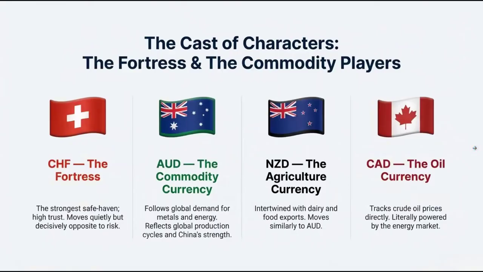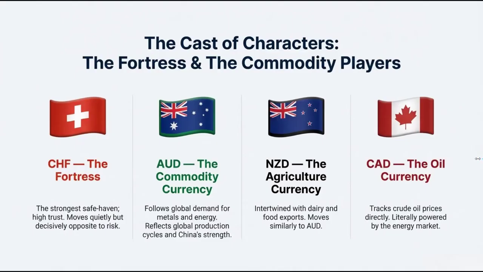Then we have the fortress and the commodity pairs. CHF is considered the fortress. This is the strongest safe haven. There's a lot of trust over here. It moves quiet, but always gives the opposite to risk. Then we have AUD, the commodity currency. It follows global demand for metals and energy, and reflects global production cycles and China's strength.